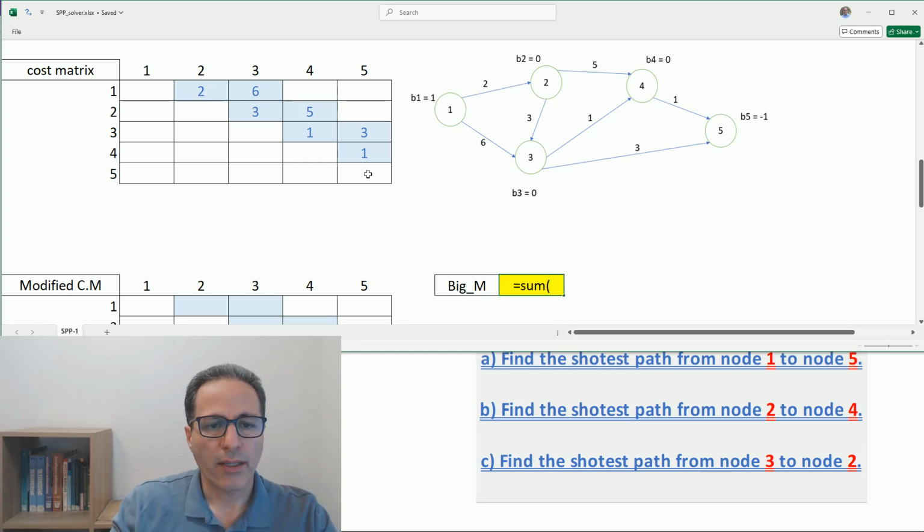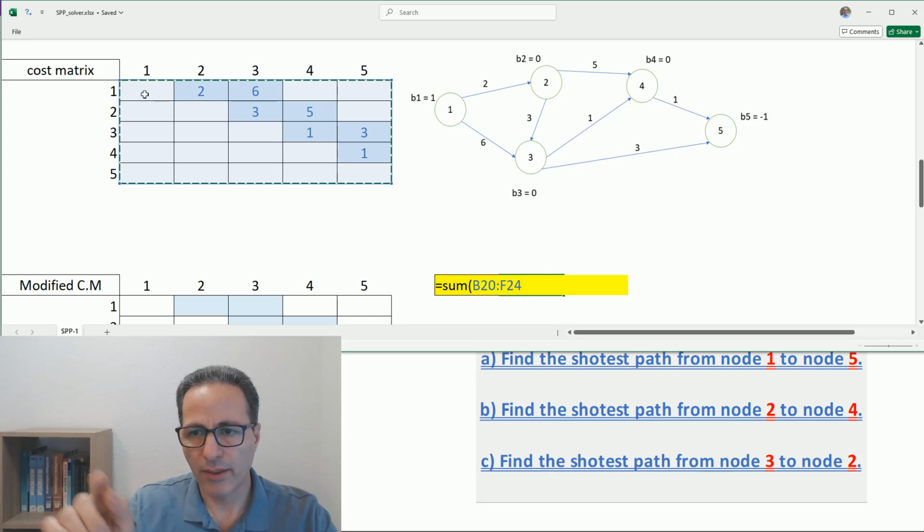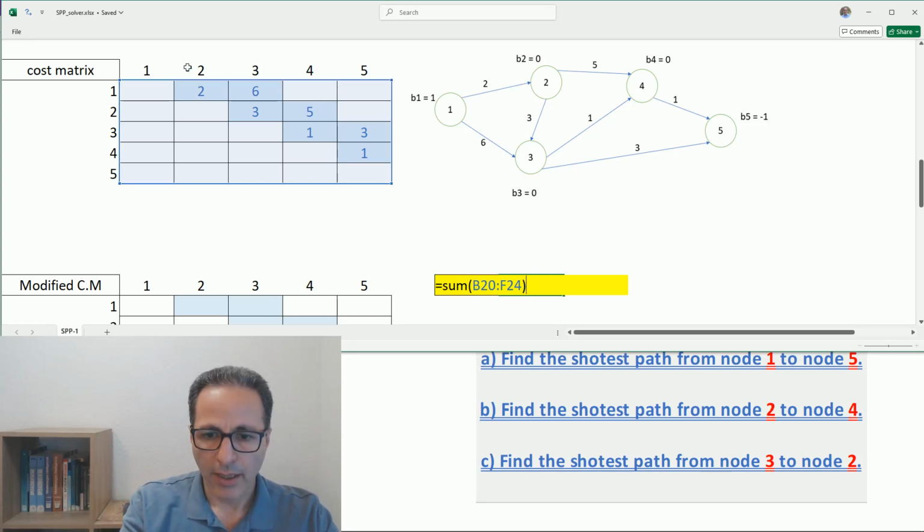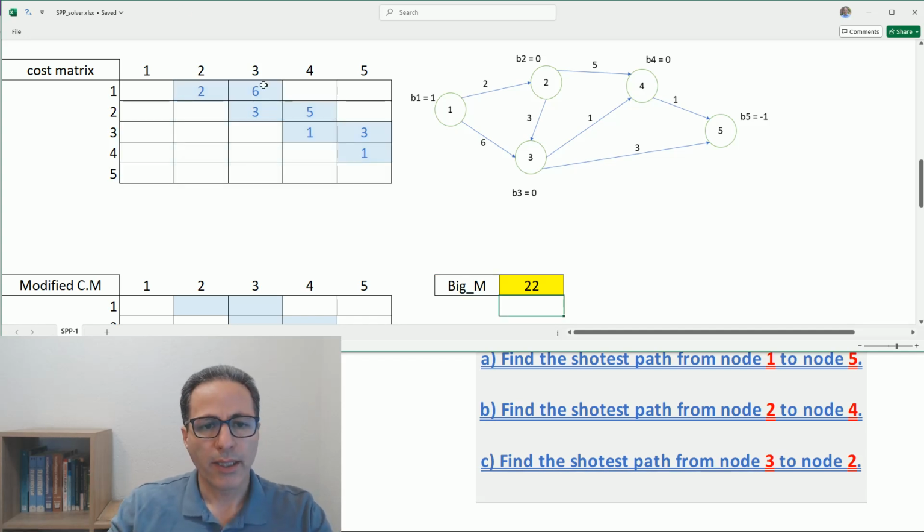We can just add these values, the sum of all Cij's on the given matrix. And we add 1. We can add any other number to have a big number, but 1 is enough. And I will tell you why we add that 1. So why do we add 1? Because if we have to select all the existing arcs to find the path, in the worst case, we may select all the arcs. If all the arcs are selected, the total cost is going to be the sum of these Cij's.